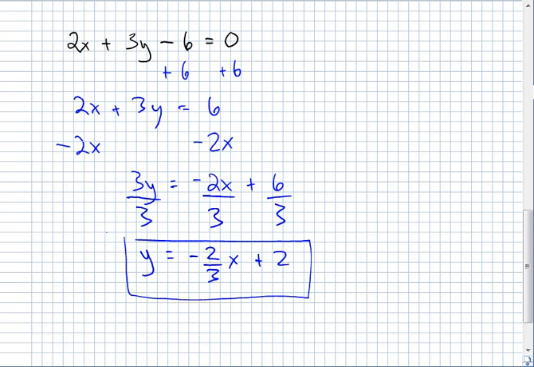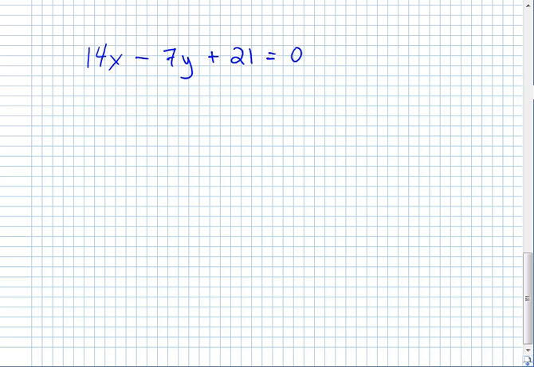Okay? So I'm going to give you one example here. I would like you to isolate it for y to get the slope-intercept form, and we'll compare it in the next video. Okay, so there it is there, 14x minus 7y plus 21. Go ahead and isolate that for y, put it in slope-intercept form, and I'll show you the answer in the next video.